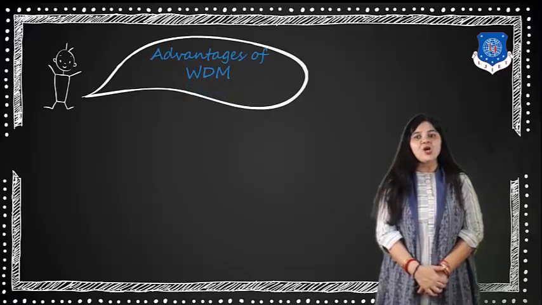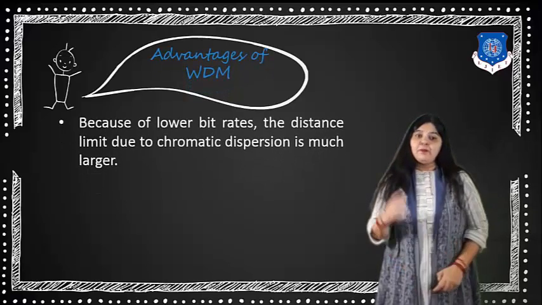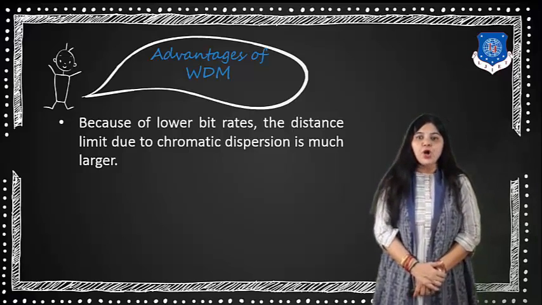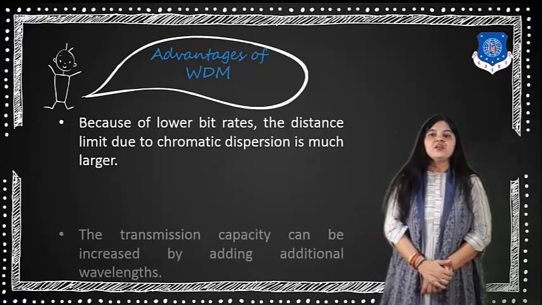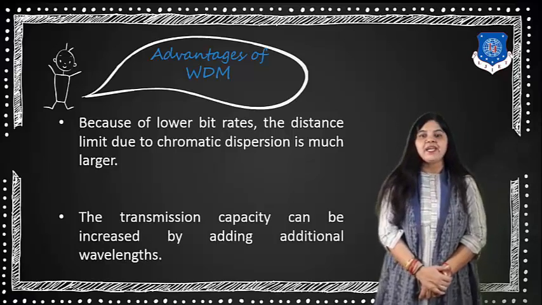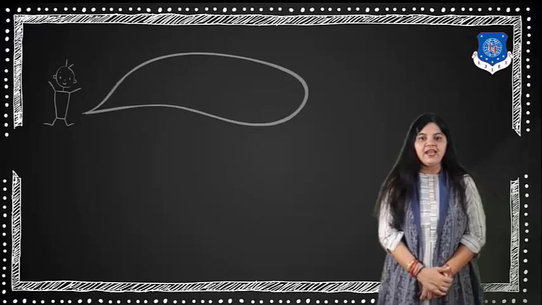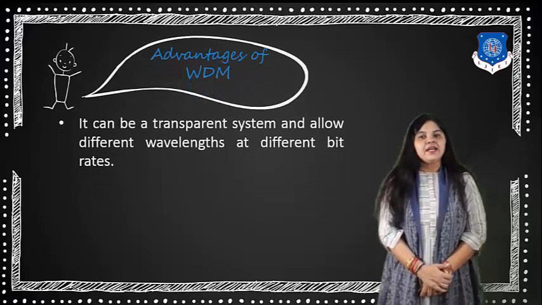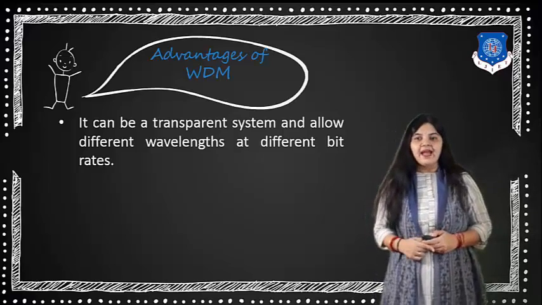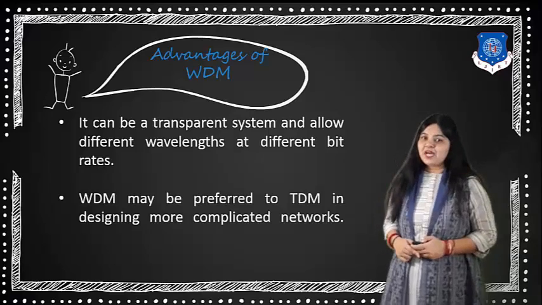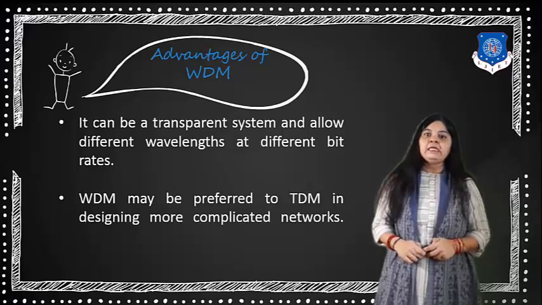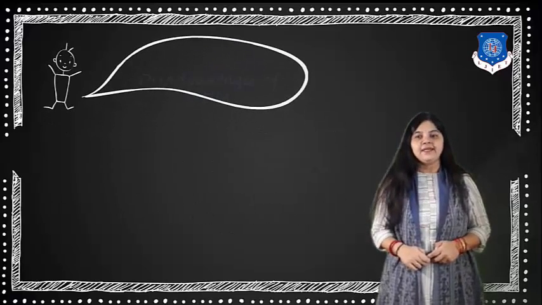Now, the advantages of the WDM. Because of the lower bitrate, the distance limit due to chromatic dispersion is much larger. The transmission capacity can be increased by adding additional wavelengths, and it can be a transparent system that allows different wavelengths at different bitrates. So WDM may be preferred over TDM in designing more complicated networks.